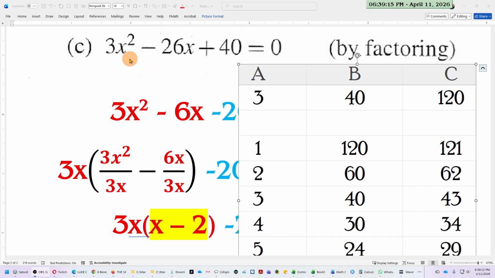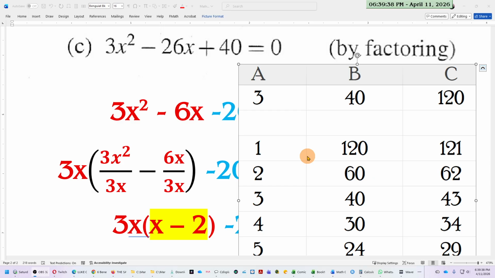So we need to solve this quadratic equation, and you're instructed to solve by factoring. That means if you use another method, you get no points. We look at the coefficient of the x squared, which is 3, and then we look at the number that stands alone, which is 40. Now we multiply these two numbers, we come up with 120.